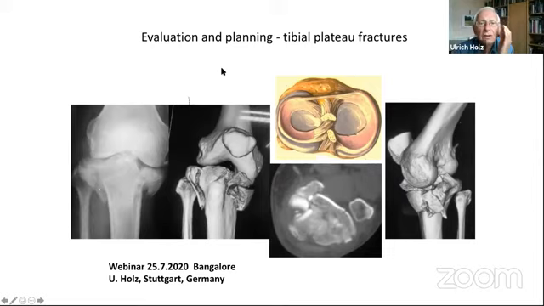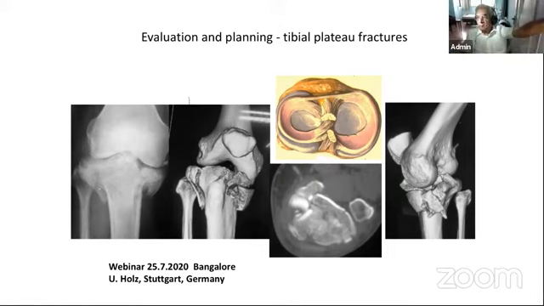So evaluation and planning of tibial plateau fractures is a very responsible task, because a lot of tibial plateau fractures are very complex and they are always accompanied by injuries to the ligaments, to the menisci, and to the soft tissues. The soft tissue injury, especially, is very crucial in determining the time of embarking on reconstruction procedures.